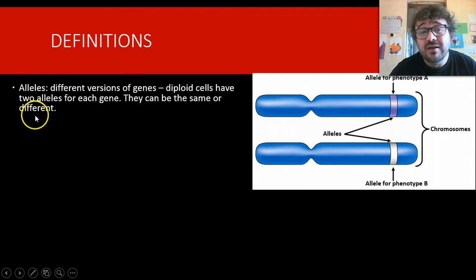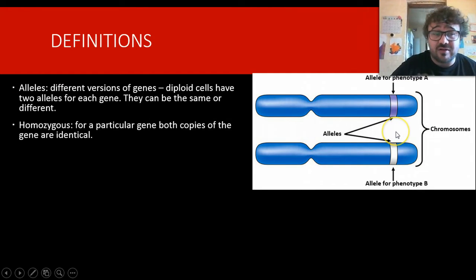So an allele, basically these are different versions of a gene. Diploid cells have two alleles for each gene. They can be the same or they can be different. So here we've got two separate chromosomes. It's a pair of chromosomes. And we've got allele A and allele B, and you'll notice that they're in the same location.